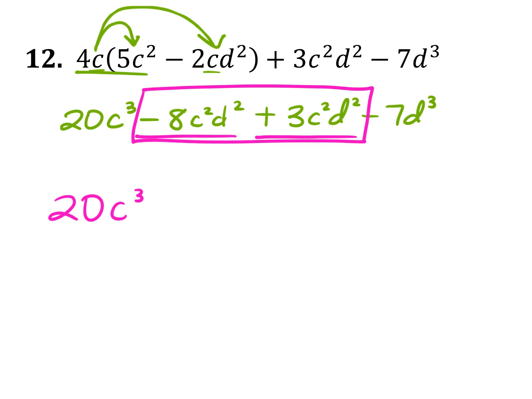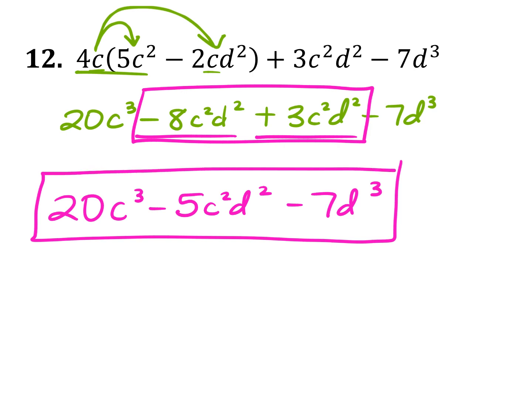Negative 8c squared d squared plus 3c squared d squared. What is that? Minus 5. That's a negative 5c squared d squared. And then the last part, minus 7d cubed. You have no other like terms. One's a c, one's a d, so don't combine those even though they're both cubed.